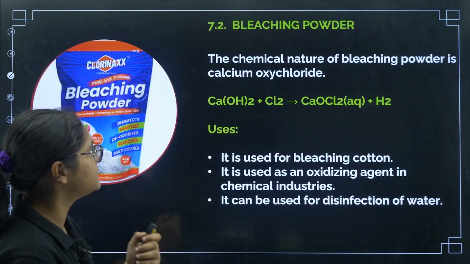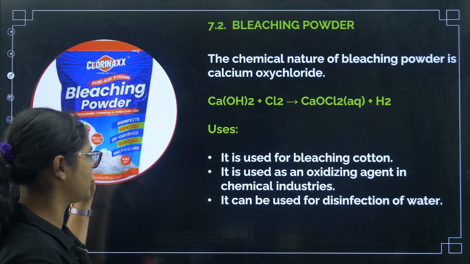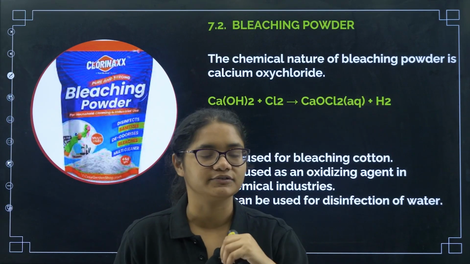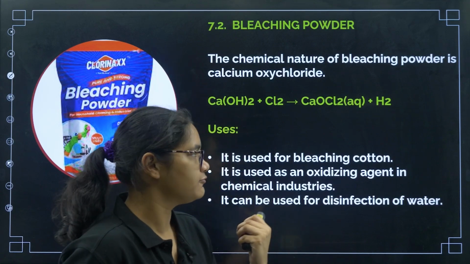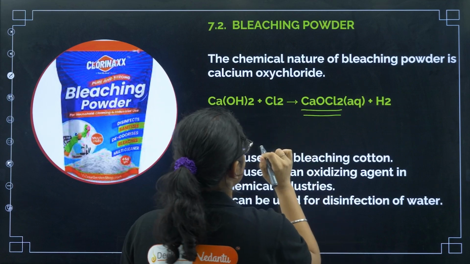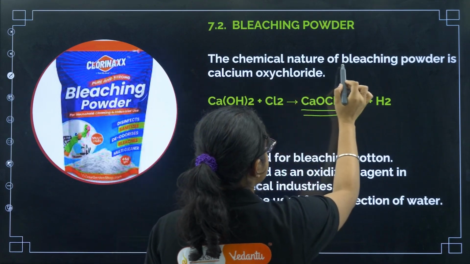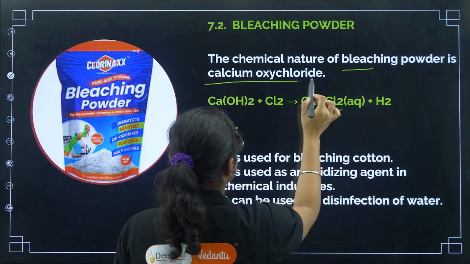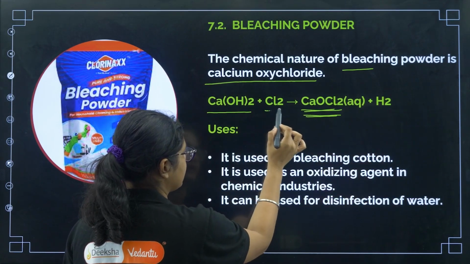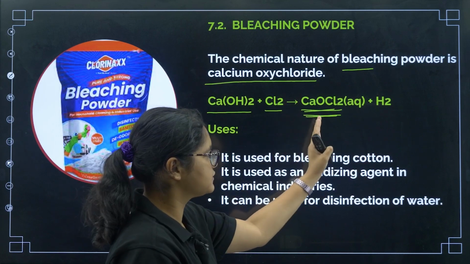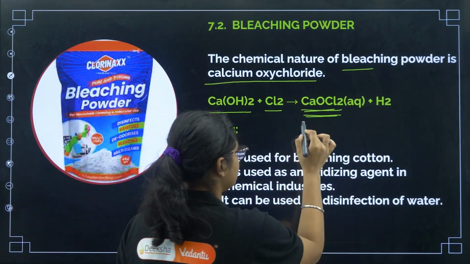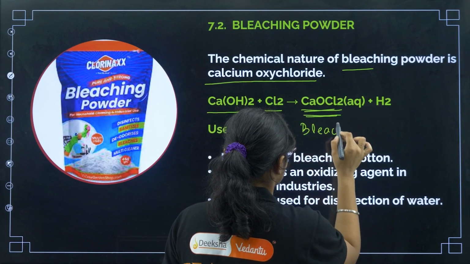Next, coming to bleaching powder. The use of bleaching powder nowadays has decreased because of its toxic nature, but yes, the formula of bleaching powder is CaOCl2. The chemical name of bleaching powder is calcium oxychloride. Now how is it produced? If you take calcium hydroxide and treat it with chlorine, we get calcium oxychloride, CaOCl2, plus H2O. This CaOCl2 is your bleaching powder.